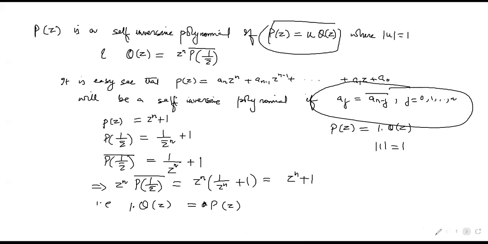So you can construct an example of any type. Okay, now we have a theorem regarding these self-inversive polynomials. The theorem is: if p(z) is a polynomial, a self-inversive polynomial.